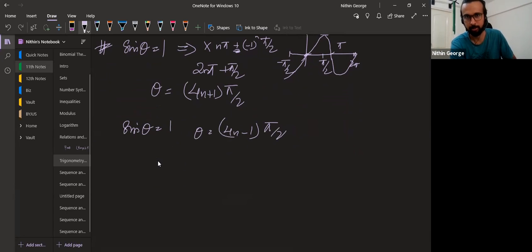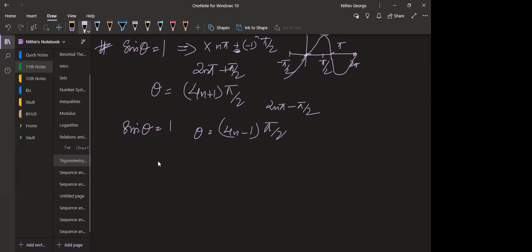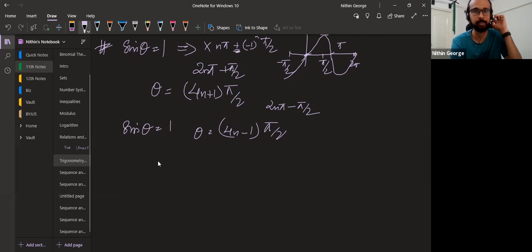So this is becoming odd, and then you get minus pi by 2 here. Are you following? Yes, sir. Okay, 2n pi minus pi by 2 is for sine theta equal to minus 1. All right. Now, if you get cos theta equal to 1, what can you say about theta?